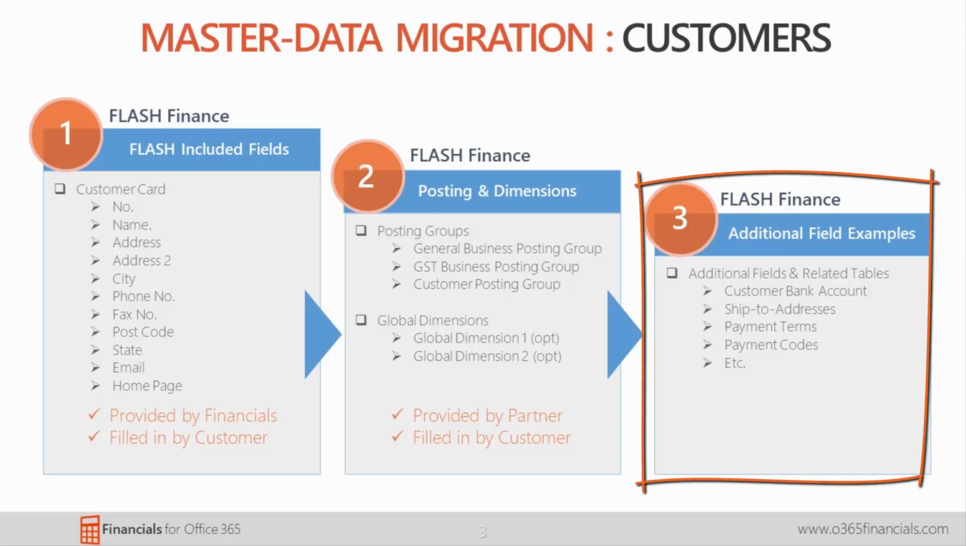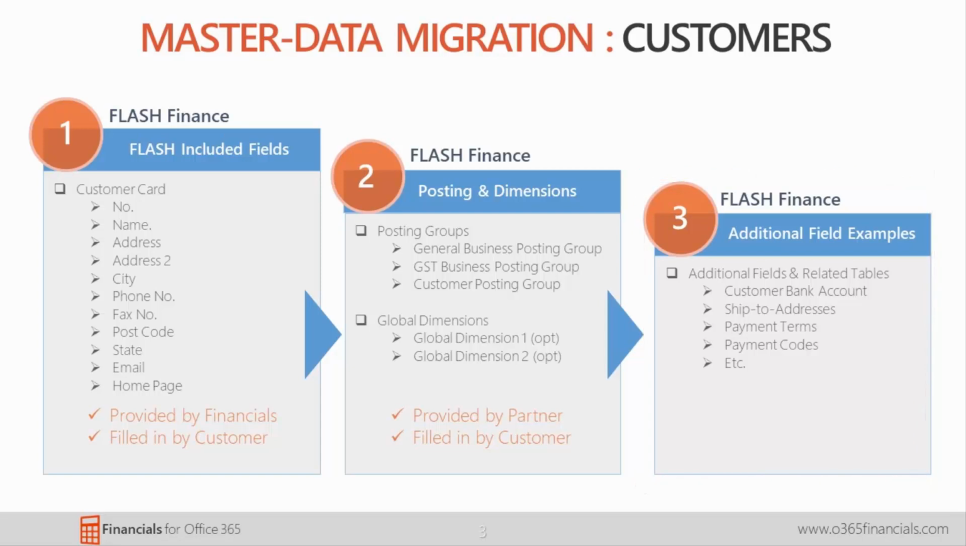An example of commonly used additional fields would be customer bank accounts, ship to addresses, payment terms, and payment codes. You might even require customer-specific pricing to be set up. Please note that if the customer or partner wishes to upload additional fields, to do so after uploading everything that has been covered in this video.